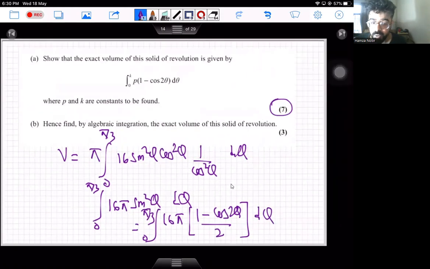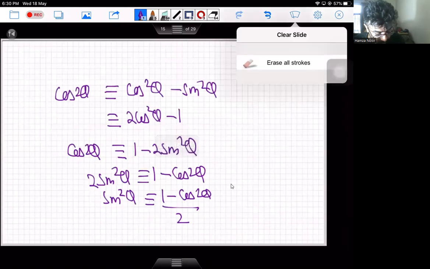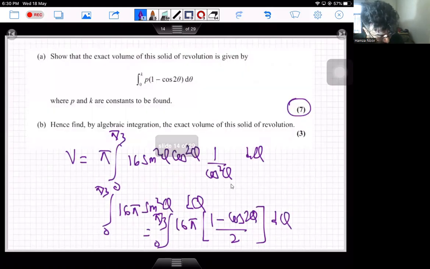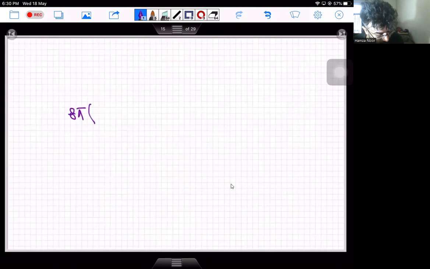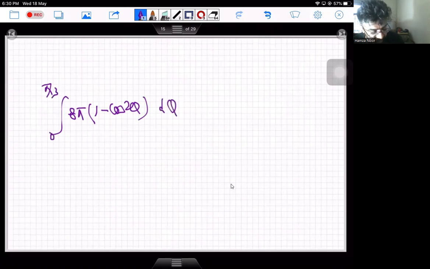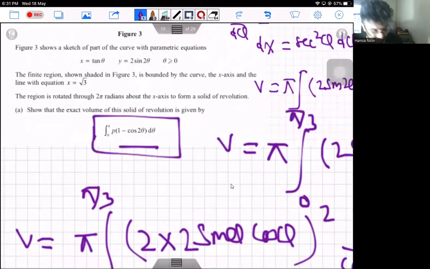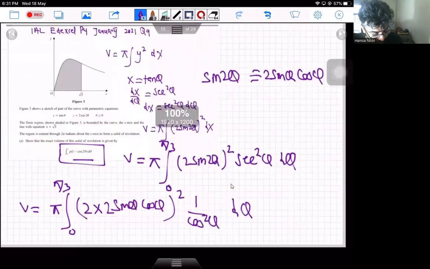So 16 pi over 2 will give you 8 pi. Therefore, what you are left with is 8 pi multiplied by the integration of 1 minus cos 2 theta, upper limit pi over 3, lower limit 0. And finally, we have achieved this form. So therefore, P is equal to 8 pi and K is equal to pi over 3, exactly in the form which was required in the question. So this complete working was worth 7 marks.